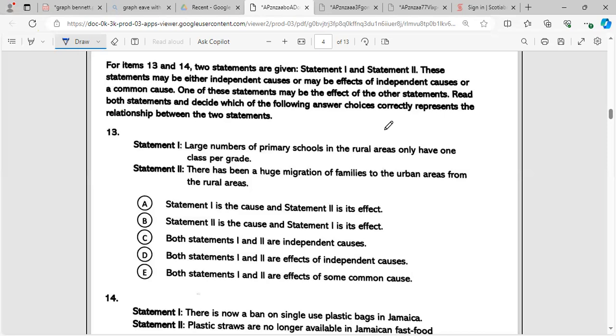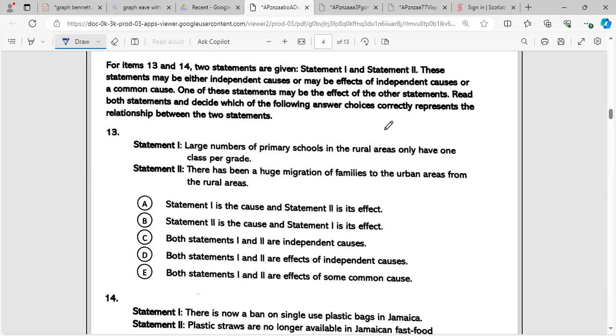Statement 1 is the cause and statement 2 is the effect. Reason being, statement 1 says a large number of primary schools in the rural areas only have one class per grade. So the reason for the migration of the families is to get a better education for their children in other areas than the rural areas. So it's like a push factor, sir. They're moving from one place to another so they can get a better education for their children, sir. All right, does everybody agree?